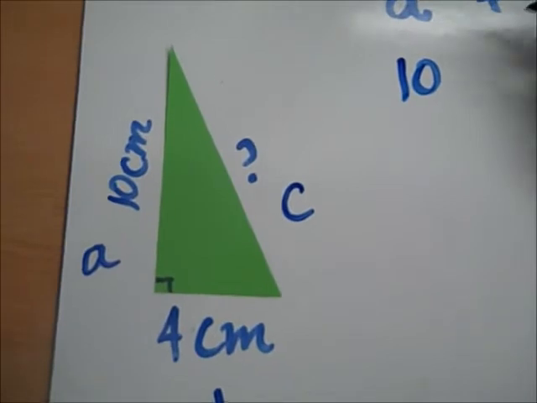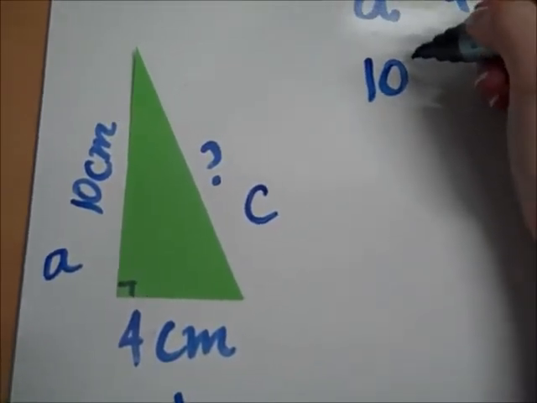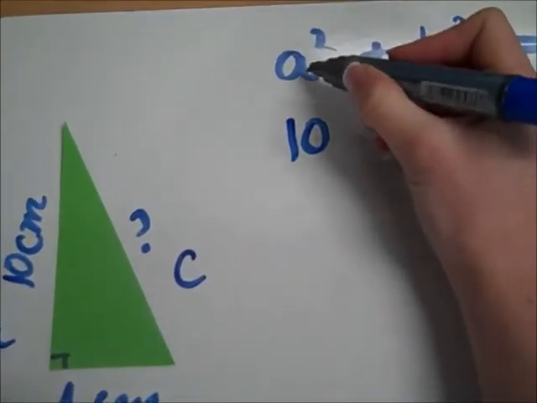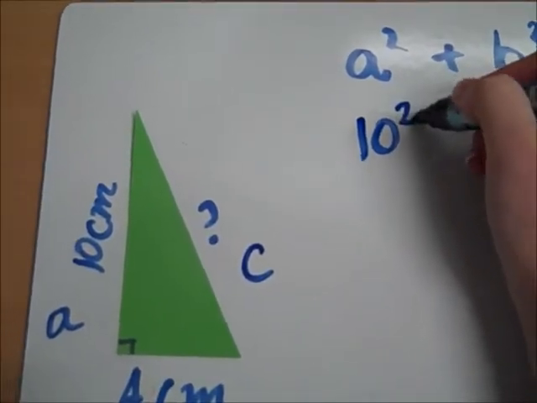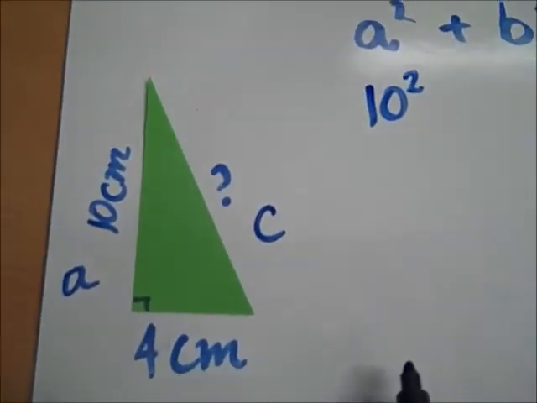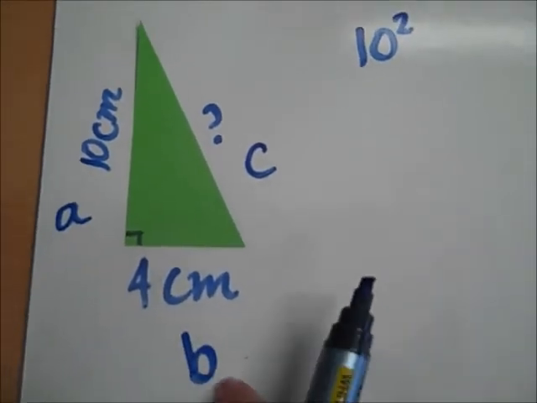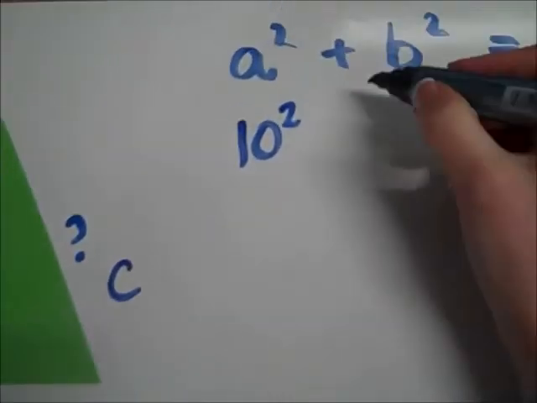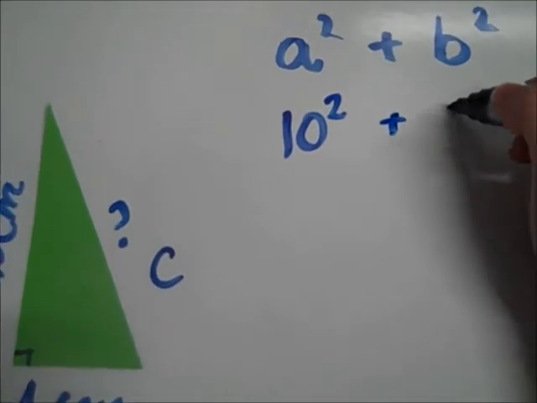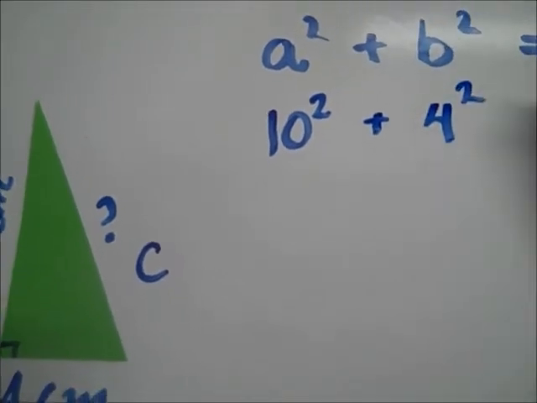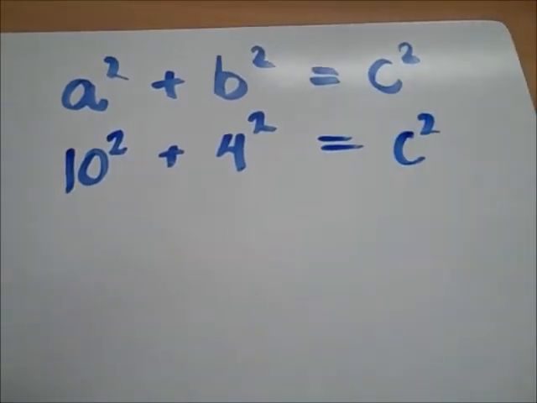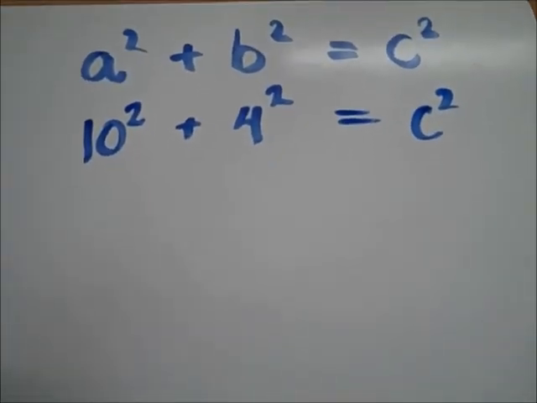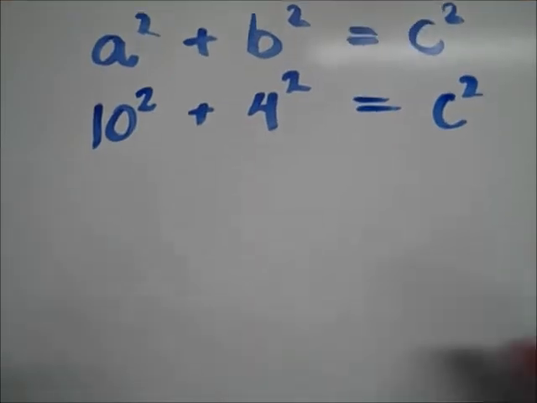A common mistake people make here is that they forget to square the 10. Remember that in our formula A is squared, so we need to be careful that we still square the value of 10. Next of all, let's take our value for B, which is down the bottom here, our 4 centimetres, and pop that in. Again, remembering to square 4. And C, at this point, is our unknown. Let's solve it. We can use our calculator to do this.